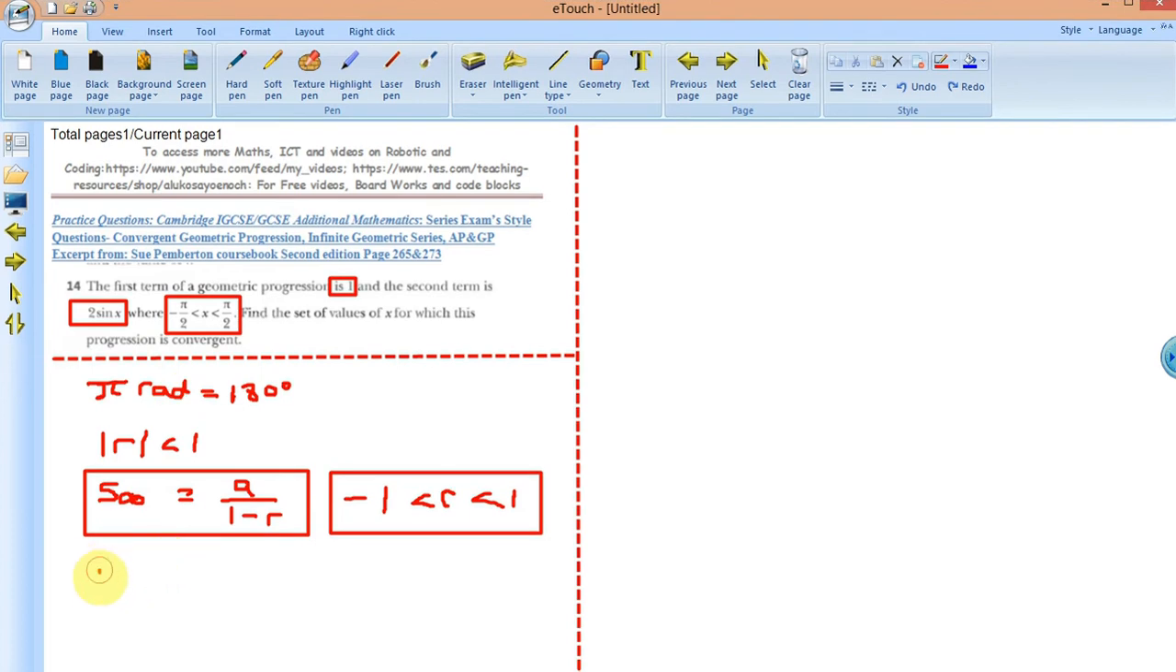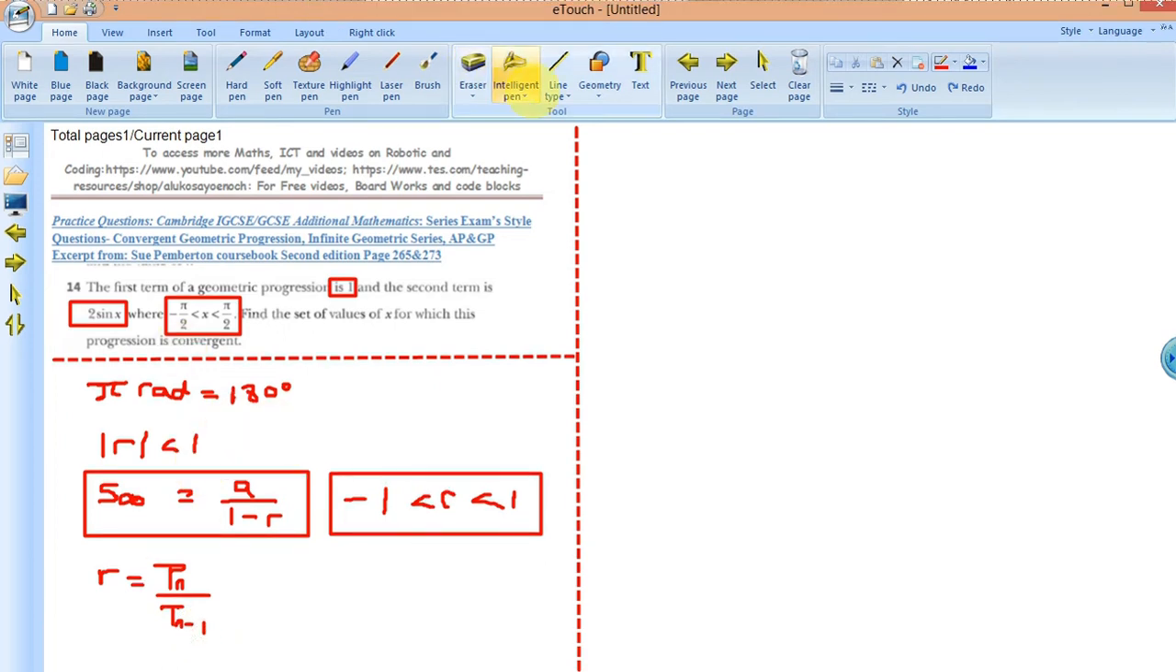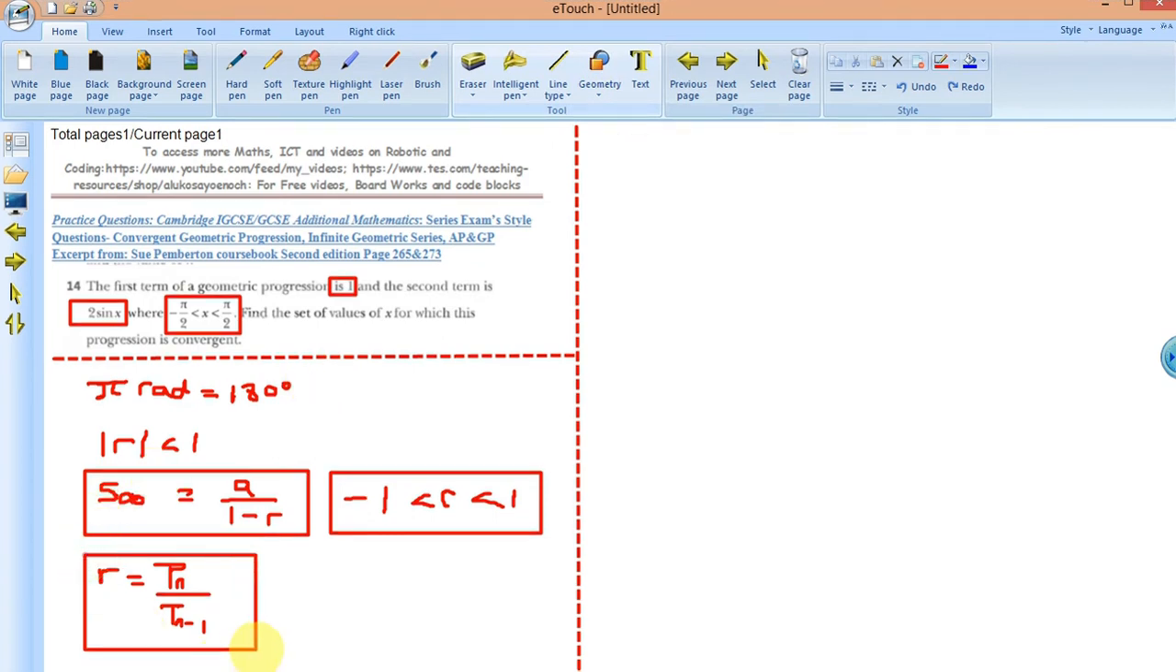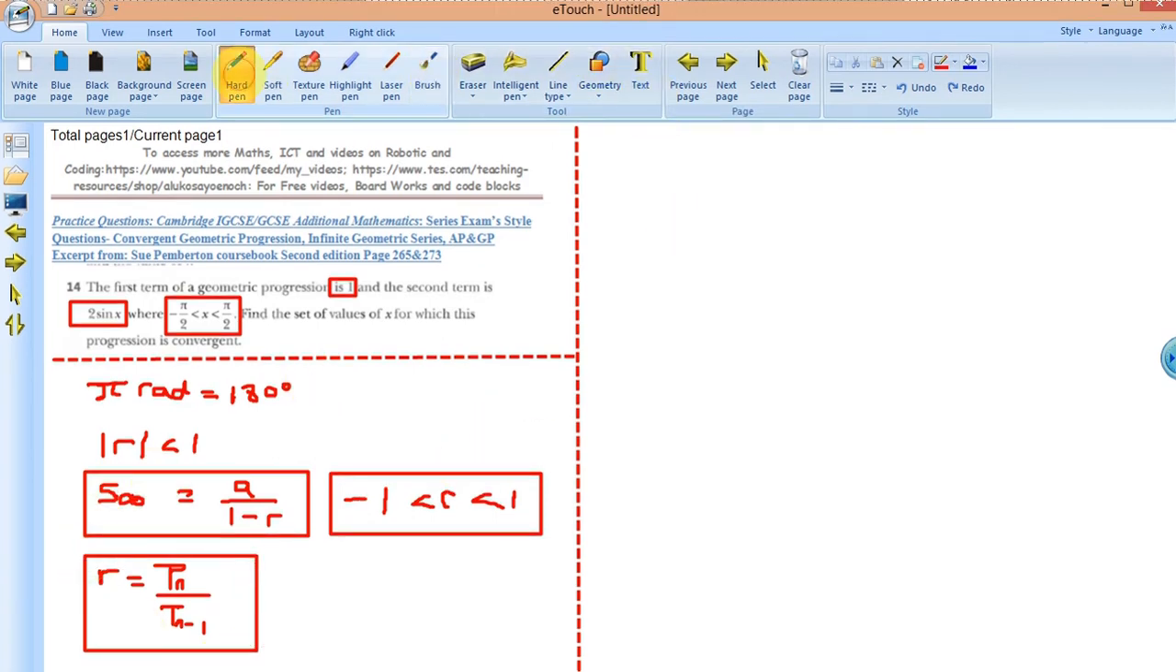Generally, what is the common ratio in a geometric progression? The common ratio is Tn divided by Tn minus 1. For example, what we have here is the first two terms of the progression. The first term is 1, and the second term is 2 sin x. Then we have the third, and so on, so it's an infinite sequence.